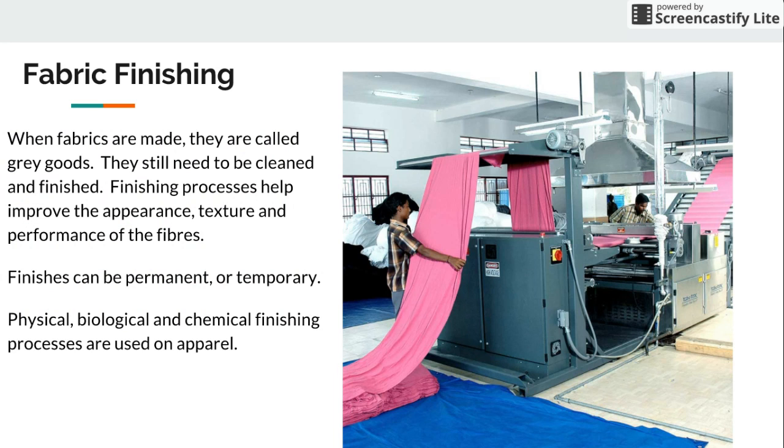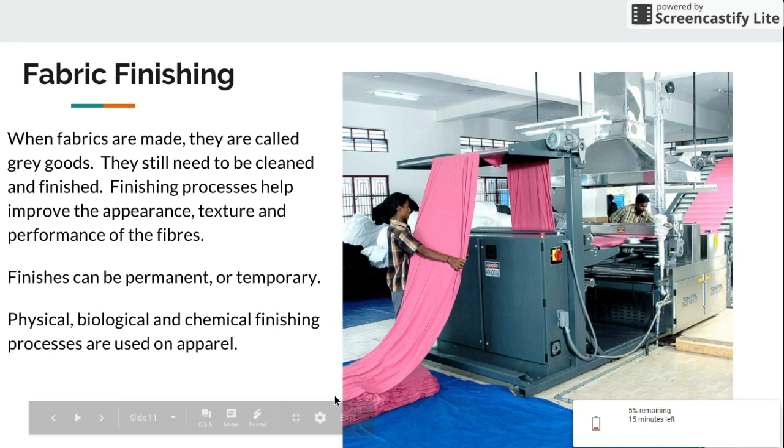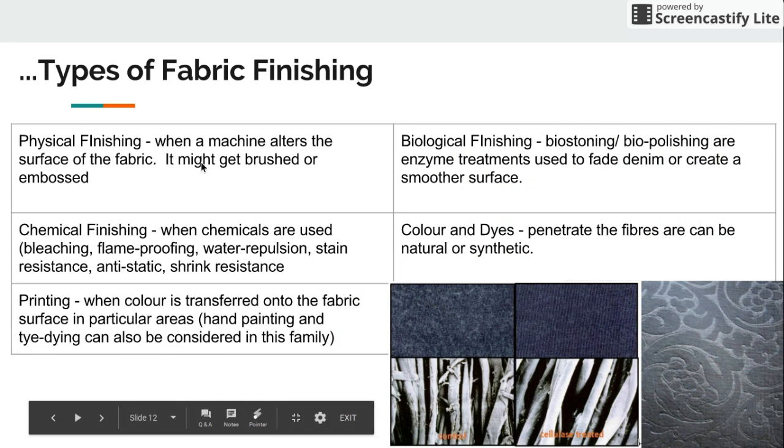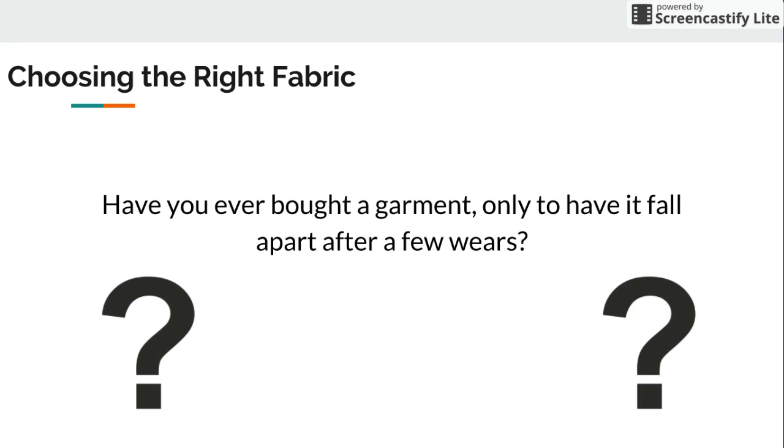Fabric finishing, we're almost done. When everything's all said and done, fabrics are called gray goods. They need to be cleaned and finished again. And finished means it's a process that helps make the fabric better. So finishes can be permanent or temporary. They could be physical, biological, or chemical. There's lots of different fabric finishes. So here are some examples. In the effort of time, I want you to just read through these and pause the video.